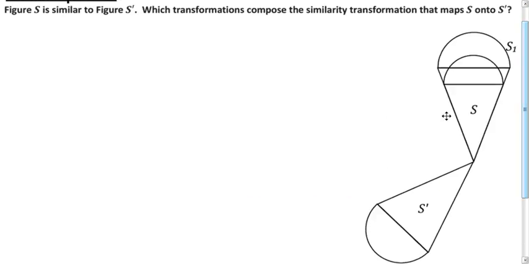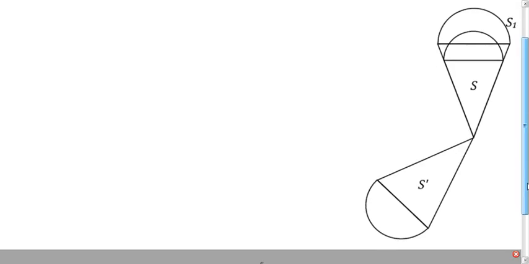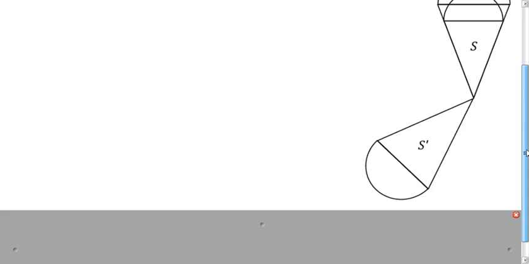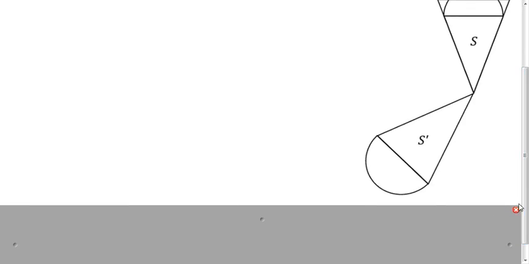Same idea here. How do you go from S, looks like that snow cone, over to S prime? What would you do? So first, you would do a dilation, another enlargement. You would dilate S until it was the same size as S prime, and then we would rotate that image around that center so that it lines up with S prime.